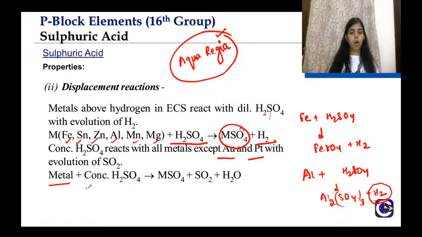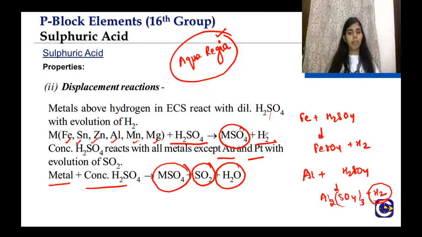So metal plus conc H2SO4 will give you metal sulfate plus SO2 plus water. With dilute H2SO4 you will yield metal sulfate plus hydrogen gas. But with conc H2SO4 the products are metal sulfate plus SO2 plus water.